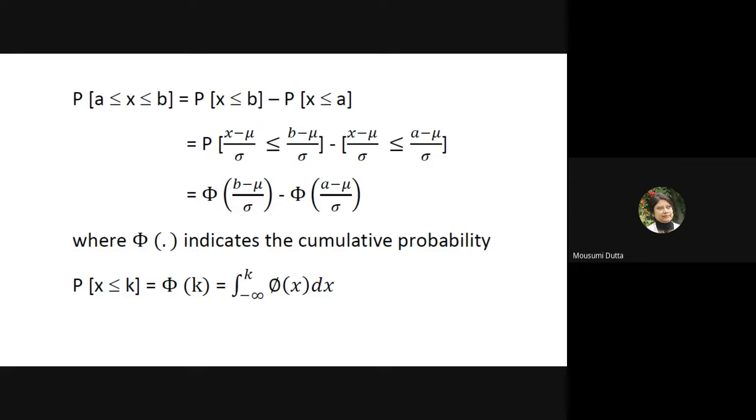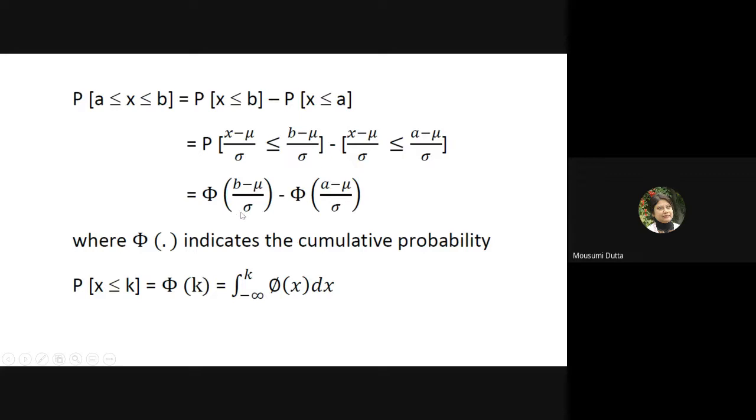So what we have to do is standardize the variate. I am writing x as (x minus mu) by sigma, so I have to adjust the right-hand side as well. So I'm writing (b minus mu) by sigma minus (x minus mu) by sigma less than or equal to (a minus mu) by sigma. This we can write as capital phi. Capital phi means cumulation, the area: capital phi up to (b minus mu) by sigma minus capital phi up to (a minus mu) by sigma. So capital phi between the two standardized variates, where phi indicates the cumulative probability.